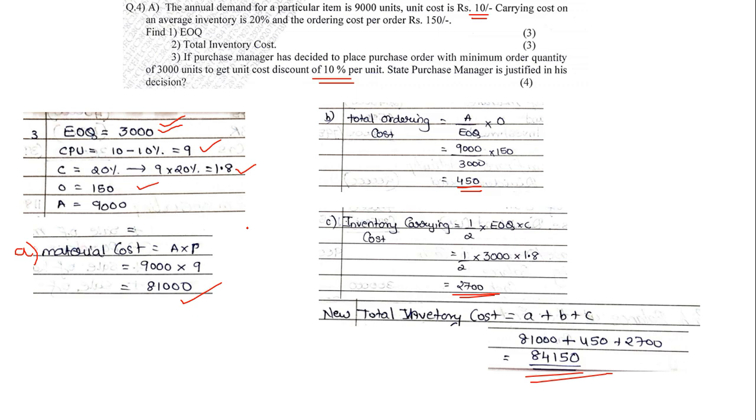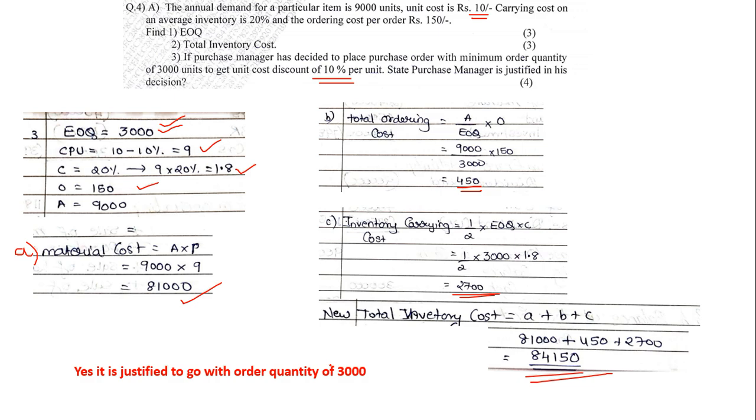Now this value is lesser. The previous inventory cost we got was 92,000 plus, this is 84,000. So since the manager decided to get the EOQ to 3000, the total inventory cost has reduced to 84,000. Hence it is a justified decision that the purchase manager has taken. It is a good decision. So we'll write the final answer. Yes, it is justified to go with the order quantity of 3000 units, since there is a reduction in the total cost.